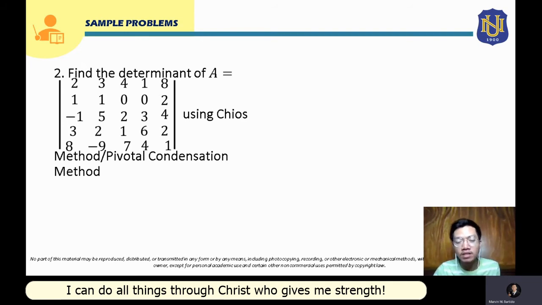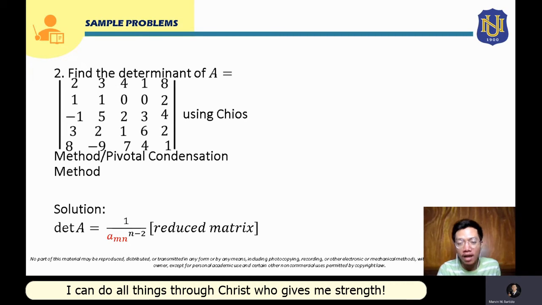Using this method, this 5 by 5 matrix will be reduced to a 4 by 4 matrix. But since it's still a 4 by 4 matrix, we cannot use the basket method directly, so we have to reduce that again. We have to use Chio's method again to reduce that 4 by 4 matrix into a 3 by 3 matrix. From that 3 by 3 matrix, we can now use the basket method. So in short, for 5 by 5 matrices, we are going to use Chio's method twice to reduce this 5 by 5 matrix to a 3 by 3 matrix.